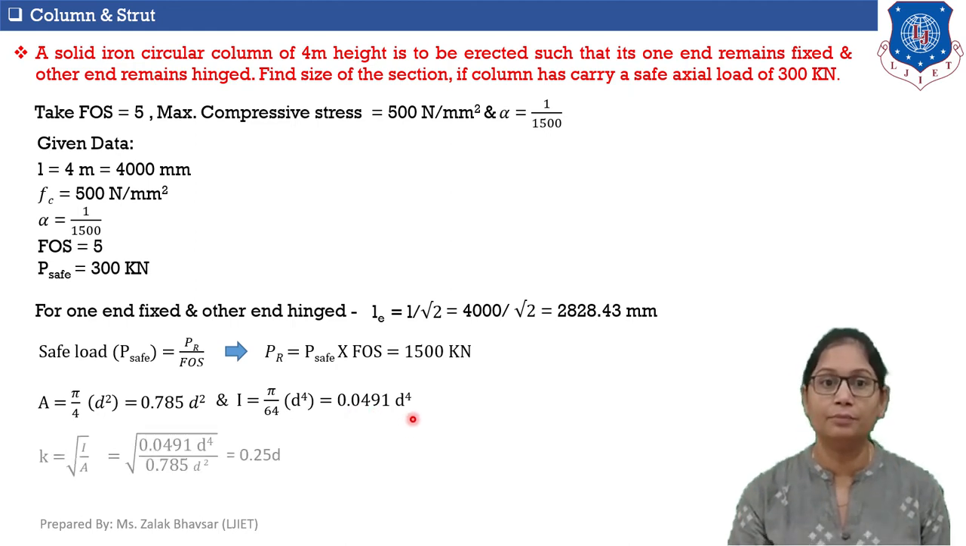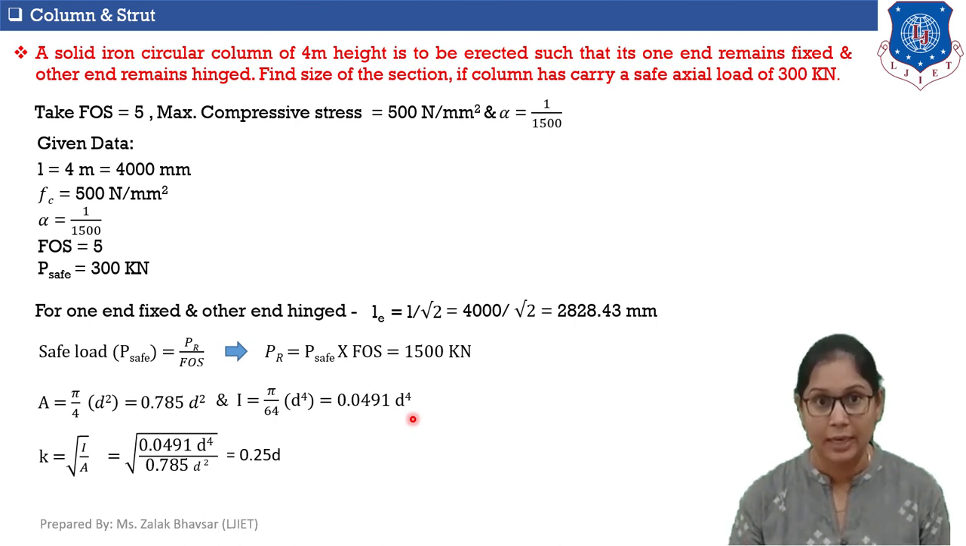Okay. Now, let's calculate K. K is the radius of gyration, and the equation to calculate K is under root I upon A. Here, I, as we calculated, is 0.0491 D raised to 4 upon area, as we calculated, which is 0.785 into D square. So I am getting K is equal to 0.25 D.